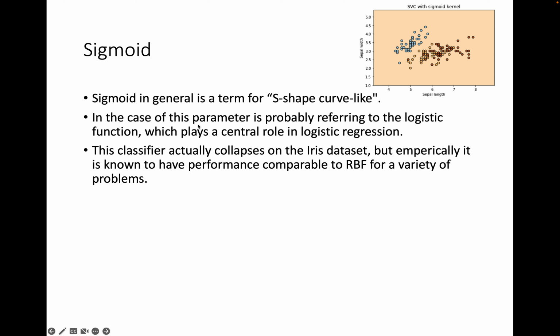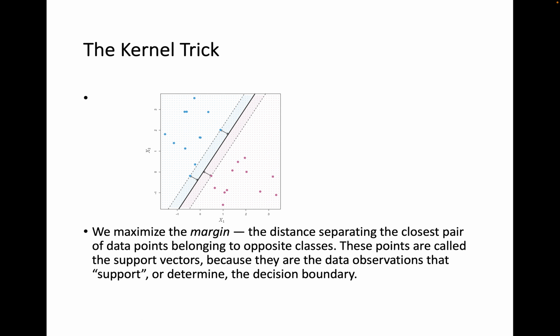In this case, the parameter is probably referring to the logistic function, which plays a central role in logistic regression. This classifier actually collapses on the iris dataset, but empirically it is known to have performance comparable to RBF for a variety of problems. The kernel trick.